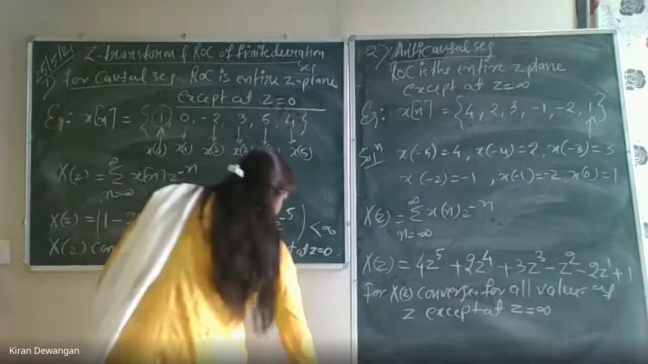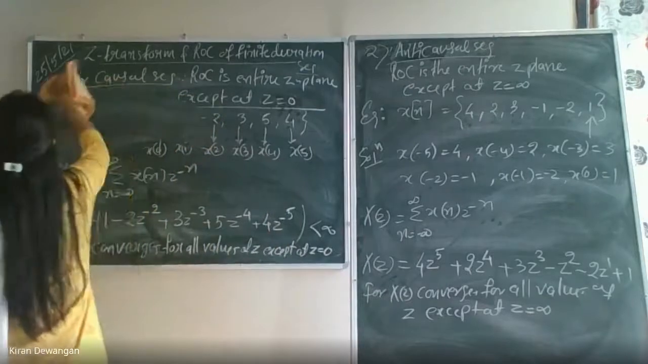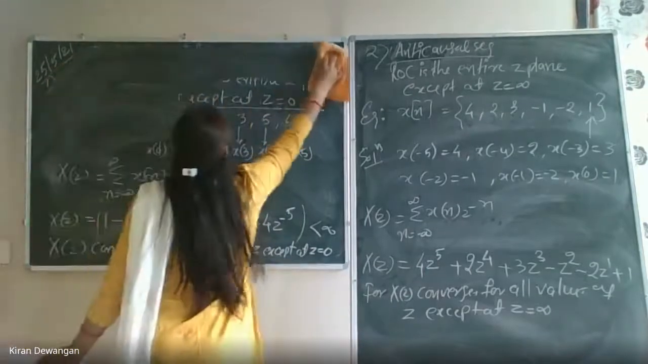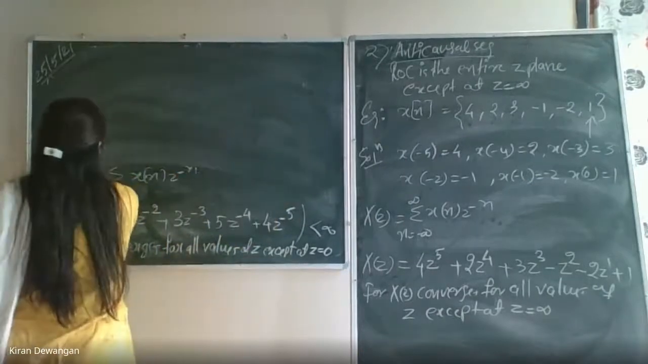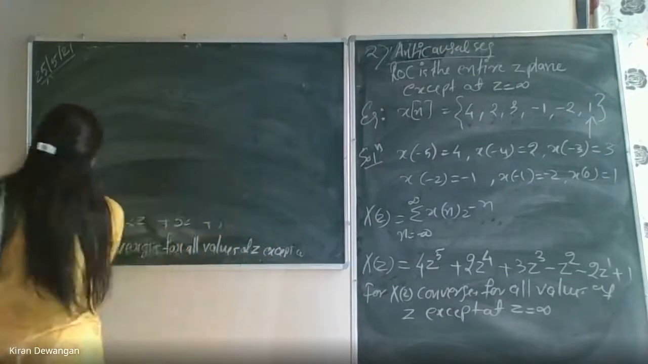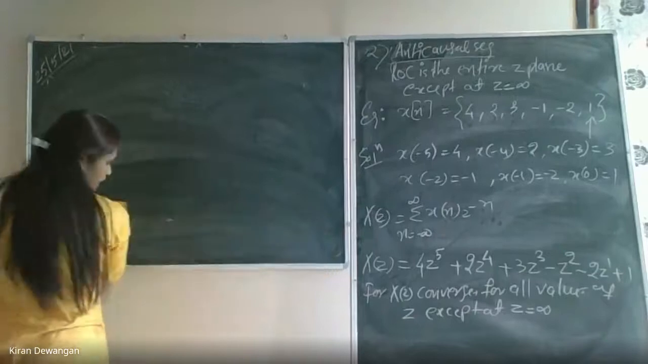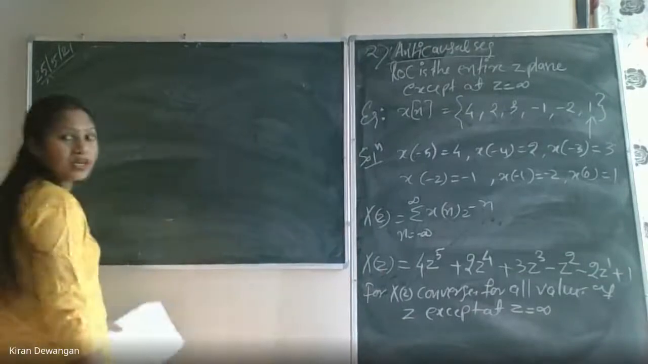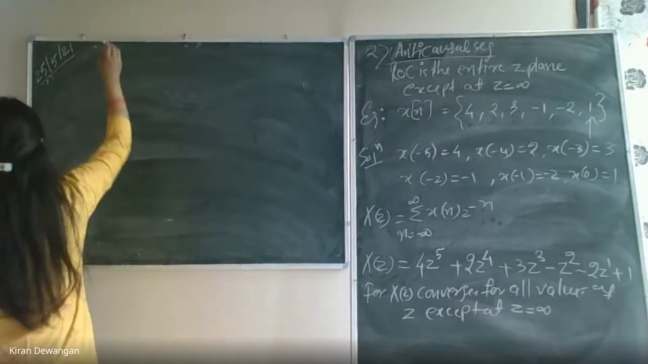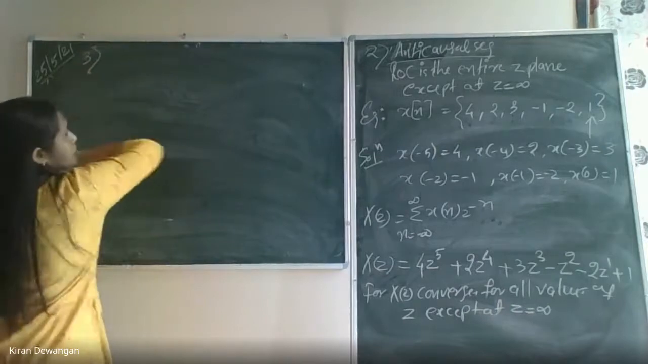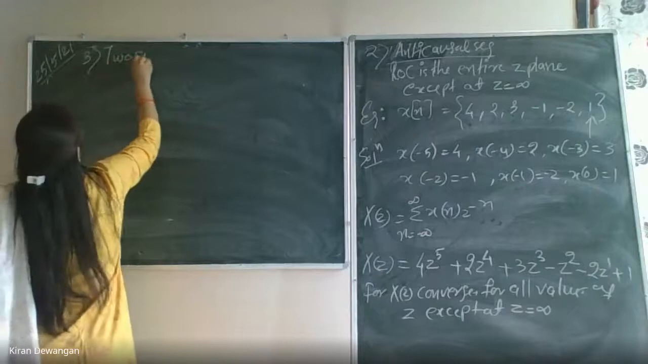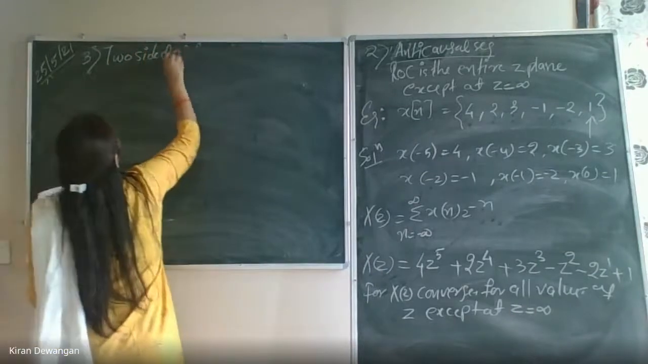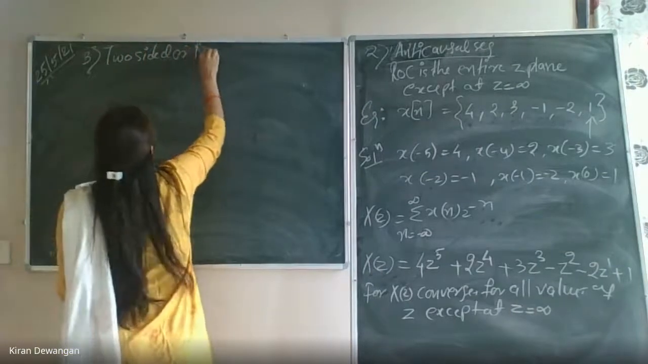Now we can easily write the condition for non-causal sequence. Non-causal sequence is a kind of sequence which exists in both the directions. मतलब आपके positive values पे भी exist करेगा and negative values पे भी exist करेगा. So the third one is a two-sided or non-causal.